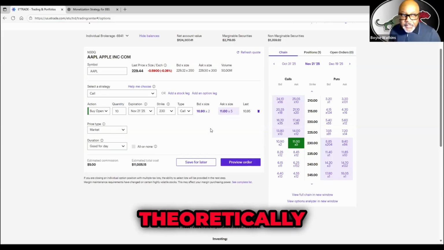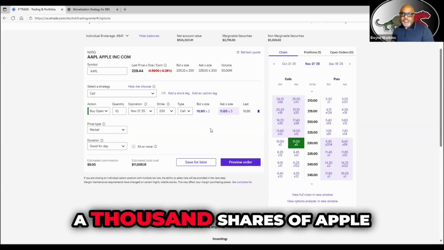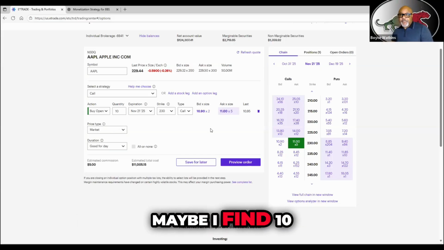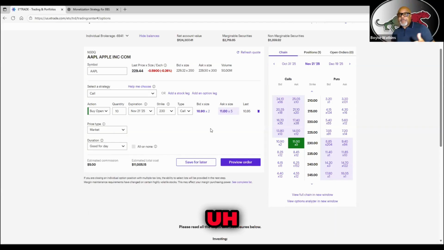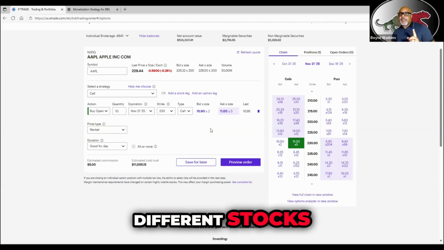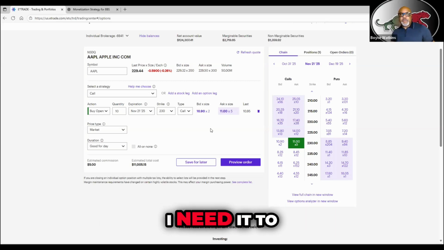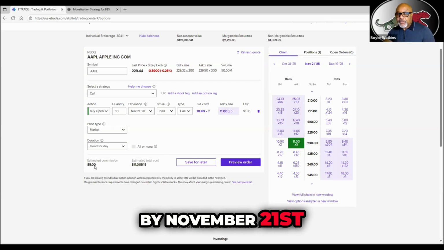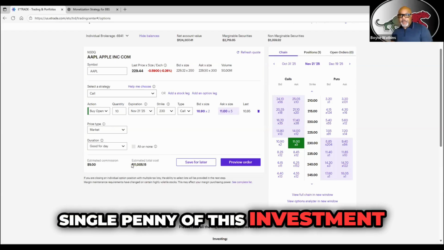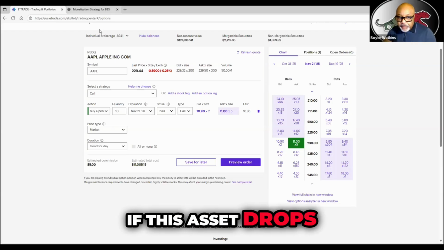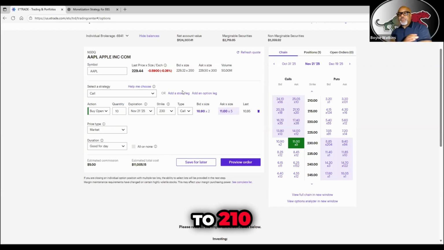So maybe theoretically, instead of buying 1,000 shares of Apple, maybe I find 10 different stocks and I buy at the money call options on those 10 different stocks. That's still riskier though. That's risky because if Apple doesn't do what I needed it to do by November 21st, I can lose every single penny of this investment. If this price drops to 210, I lose the whole 11,000.